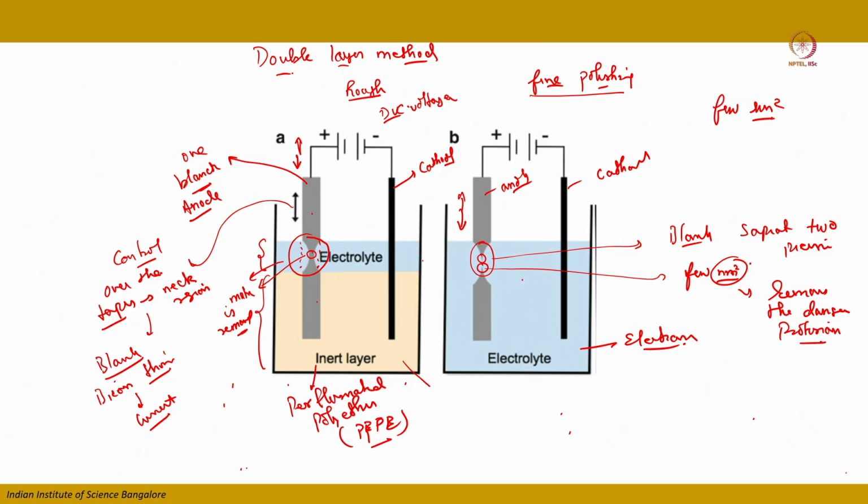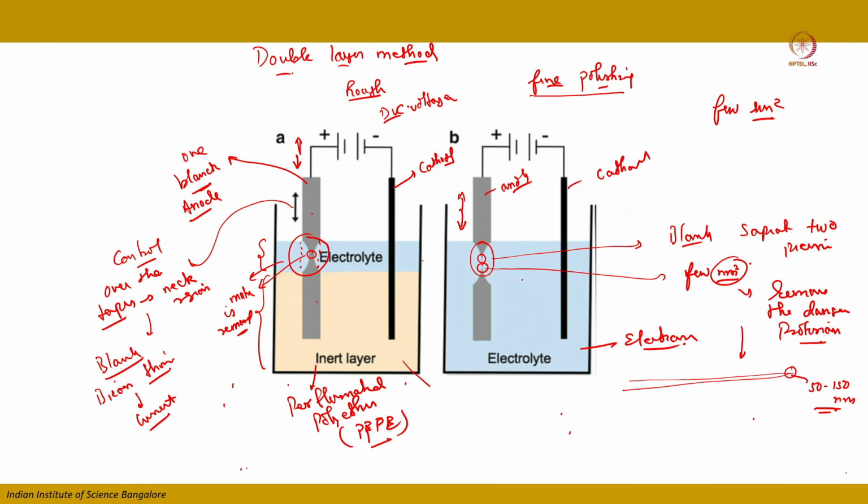This is how we prepare a needle specimen, and the needle specimen will be sharpened to approximately a radius between 50 and 150 nanometers. So this is how electropolishing is done. This is the double layer method.